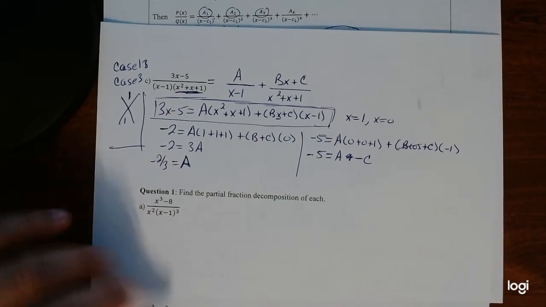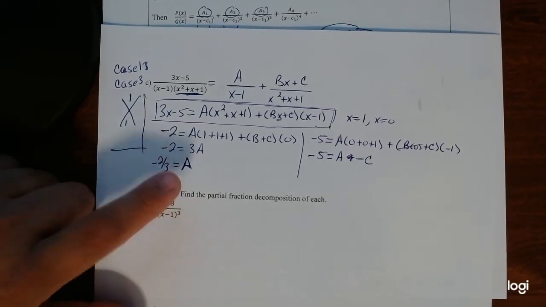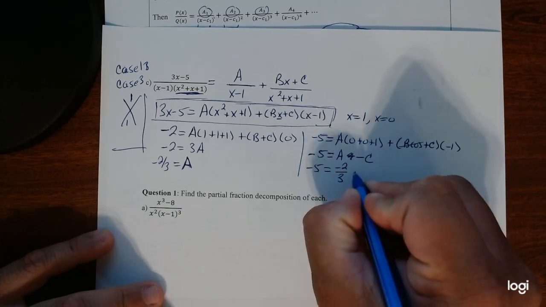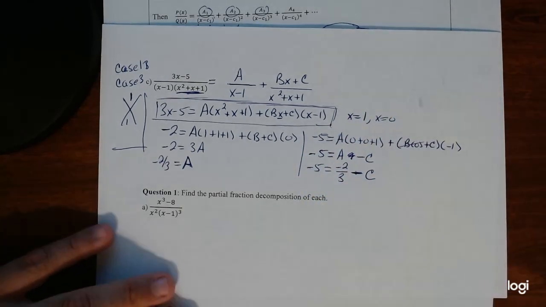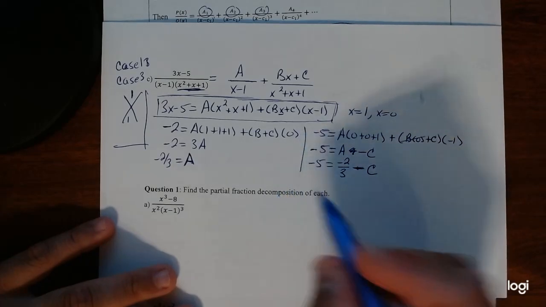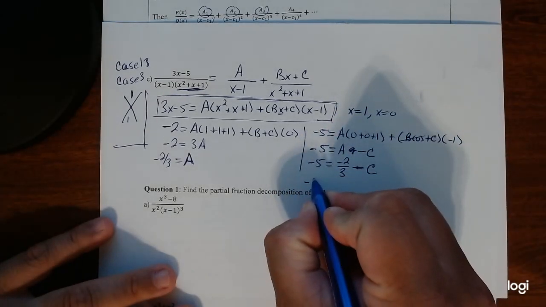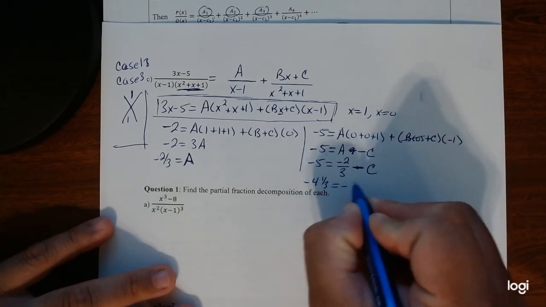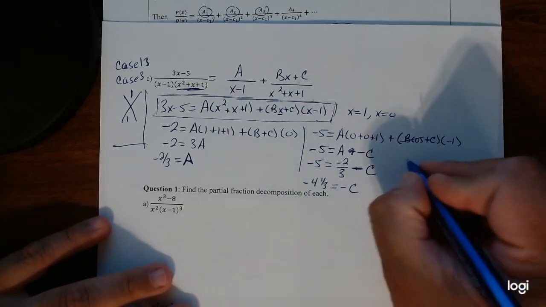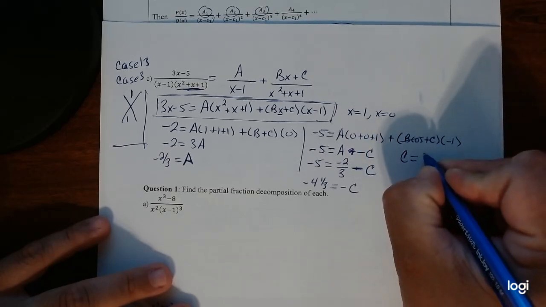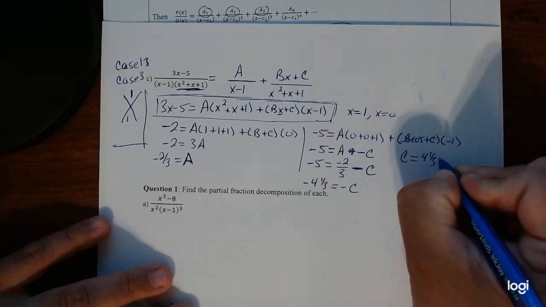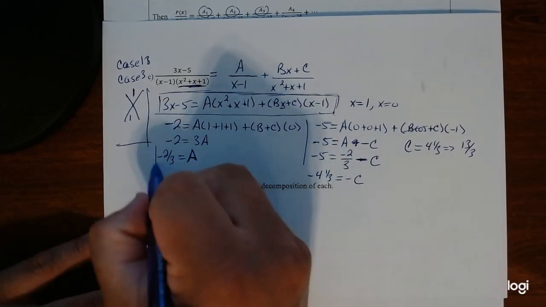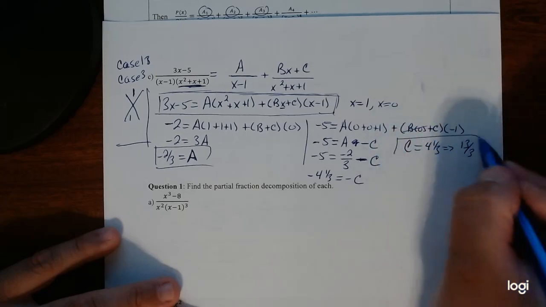And okay, great, we know what a is, so we plug that in. So add it over, that's negative 4 1/3. And going backwards, we know c is equal to positive 4 1/3. And I'll be consistent, that's 13/3. Okay.